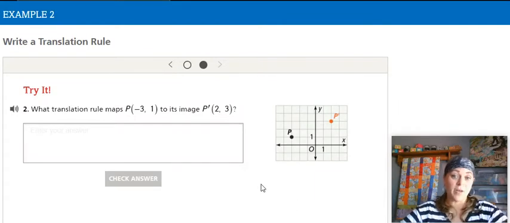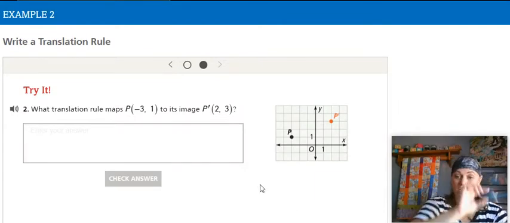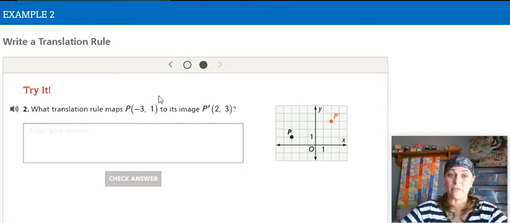It does have a graph, but try it without counting. Try to do the calculations. What's the difference between -3 and 2? What's the difference between 1 and 3? And figure out, are you going positive or negative? And to double check yourself before you write the rule, go ahead and count.